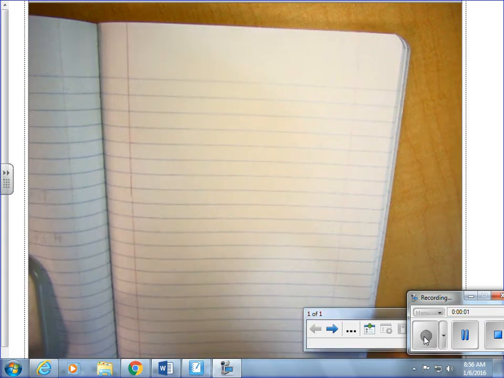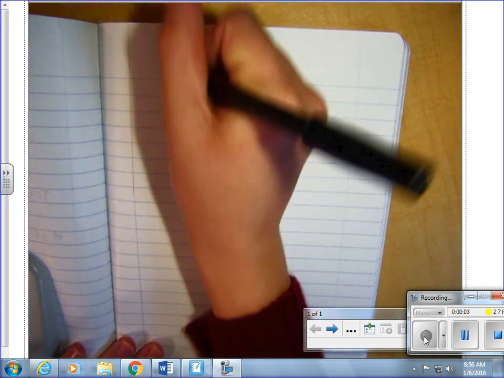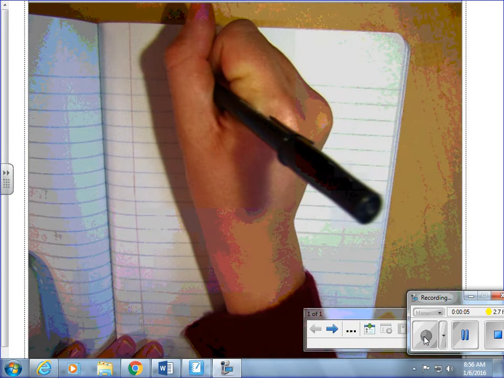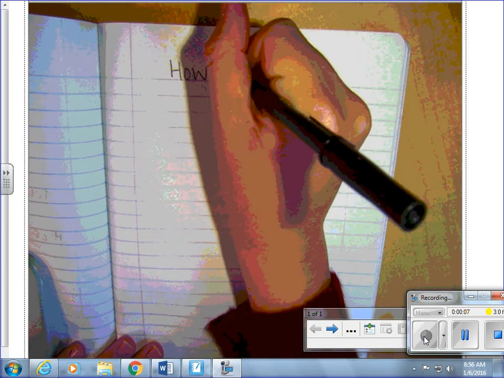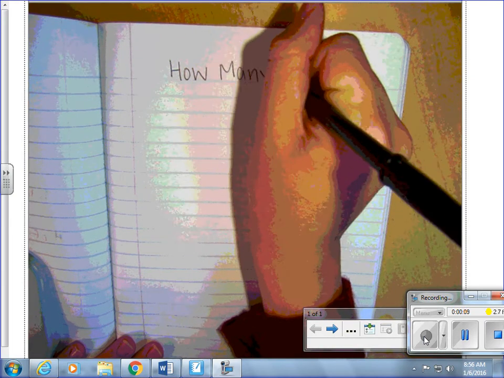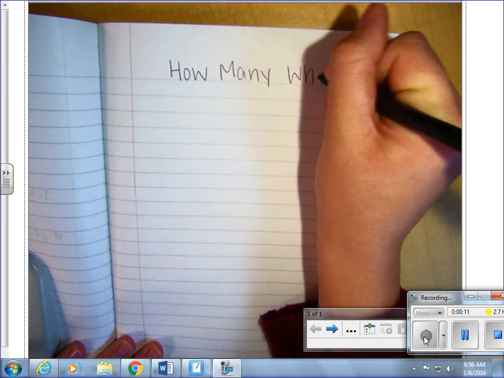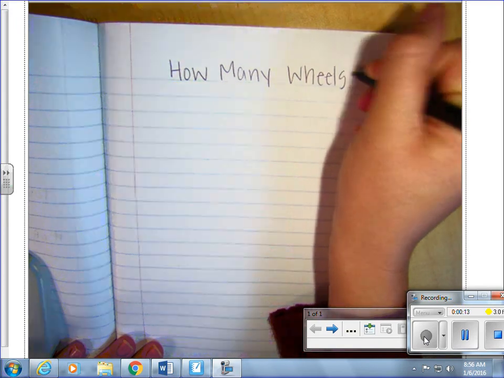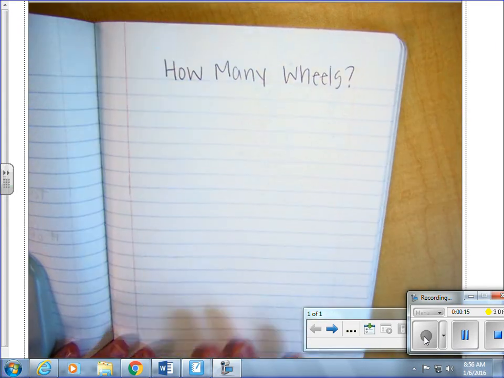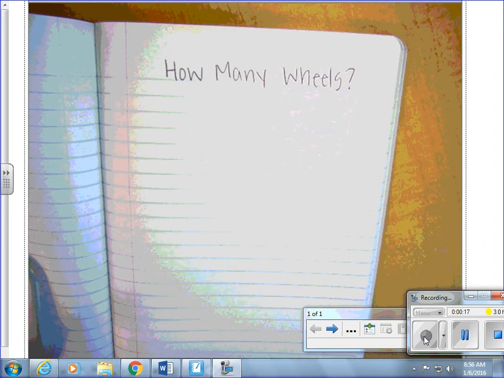Today we're going to talk about input-output tables. So we're going to title our notebook. Today we're going to do something called How Many Wheels. This is our title today, How Many Wheels.